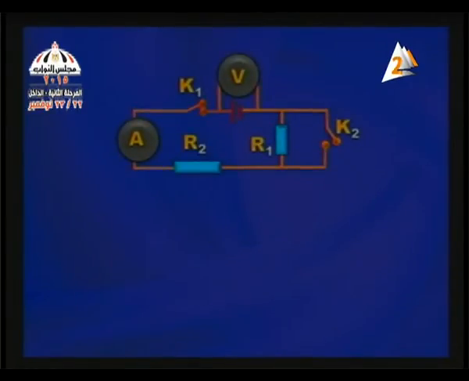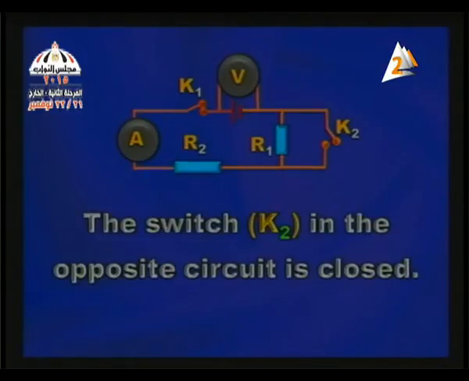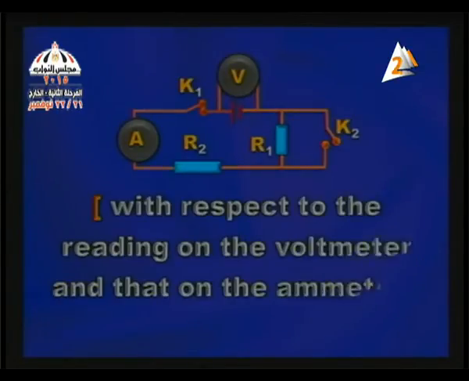Another circuit. What would happen when the key K2 in the circuit shown is closed? When it is closed, we are disconnecting R1. R1 is disconnected from the circuit, as if it is removed from the circuit, so total resistance decreases. And of course, it asks with respect to the reading on the voltmeter and that on the ammeter.